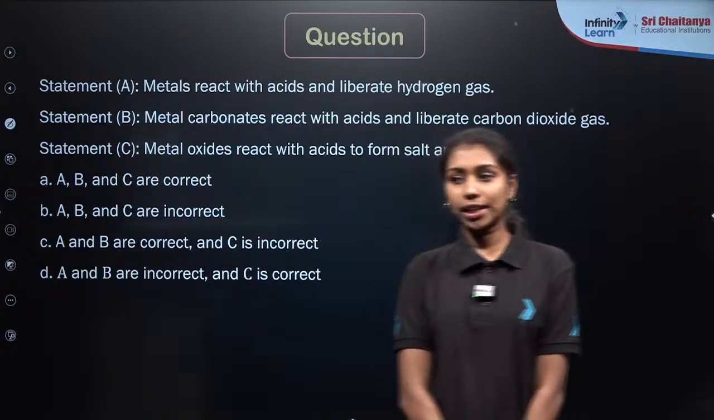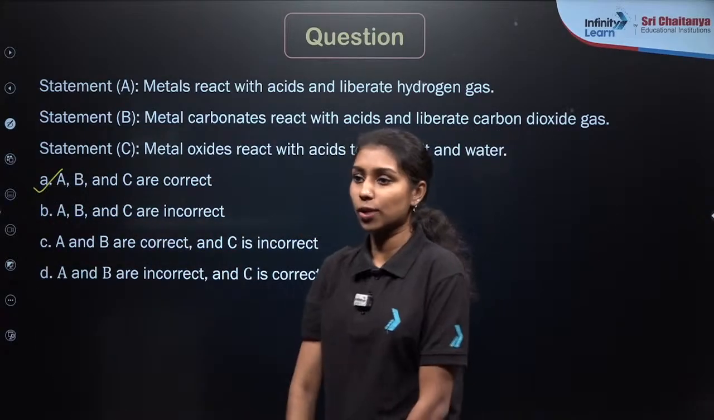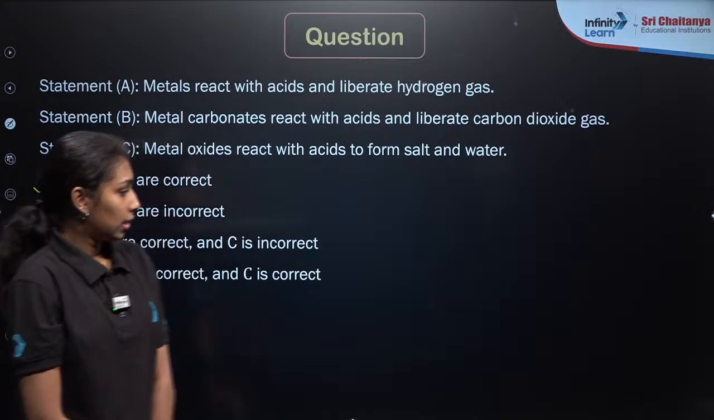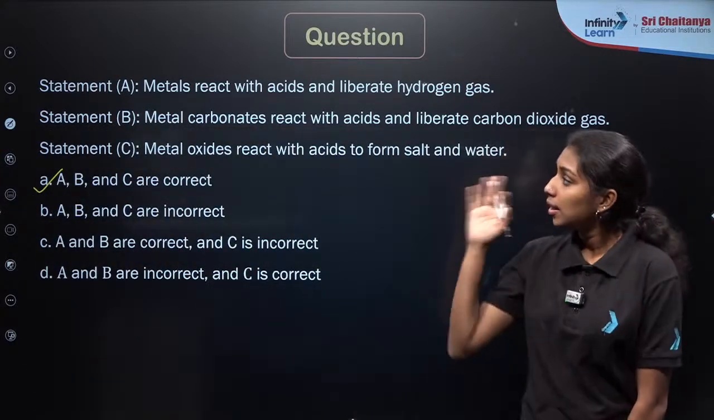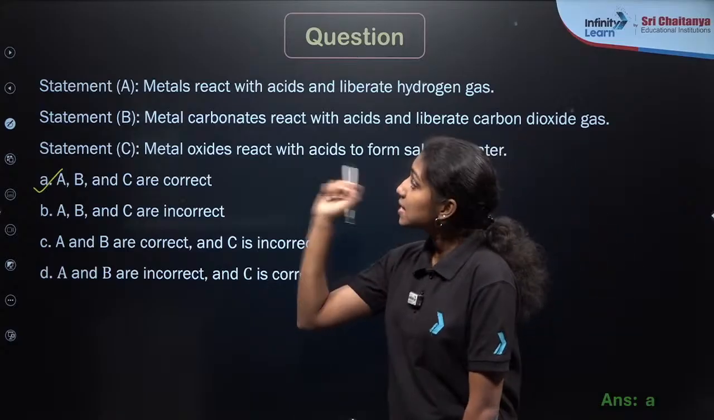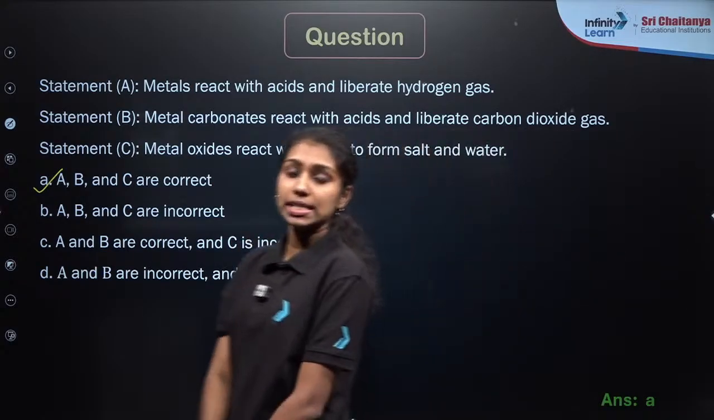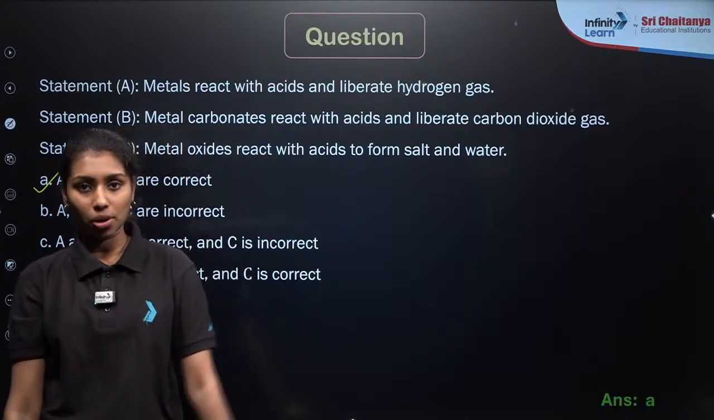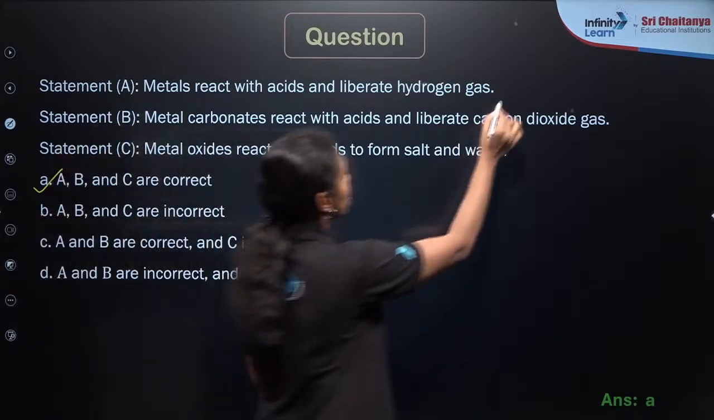Yes, all three are correct, which means option A, right? A, B, C are correct. Let's see what is the answer. Yes, option A is the correct answer. The first statement, metals react with acids and liberate hydrogen gas, we have already seen in the last chapter, metals and non-metals, how metals react with acids. So this is a true statement.